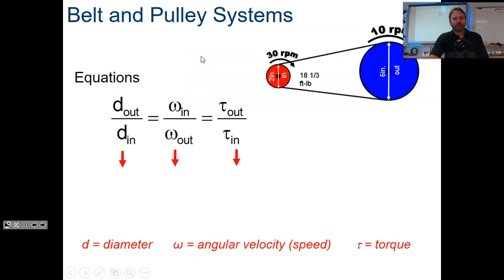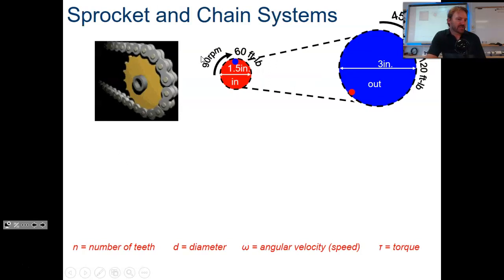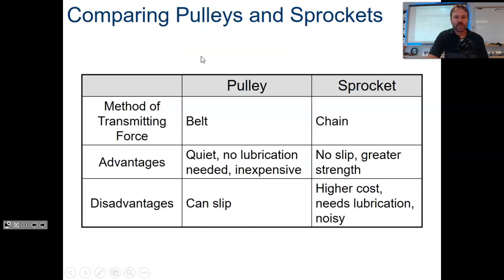Belts versus chains. They have pros and cons to each of them. So one of the advantages of a belt, number one, is it's quiet. If noise level is something important, you maybe want to go with the belt. It doesn't require lubrication. It's inexpensive. It does stretch though. It's light, if weight is a big issue.